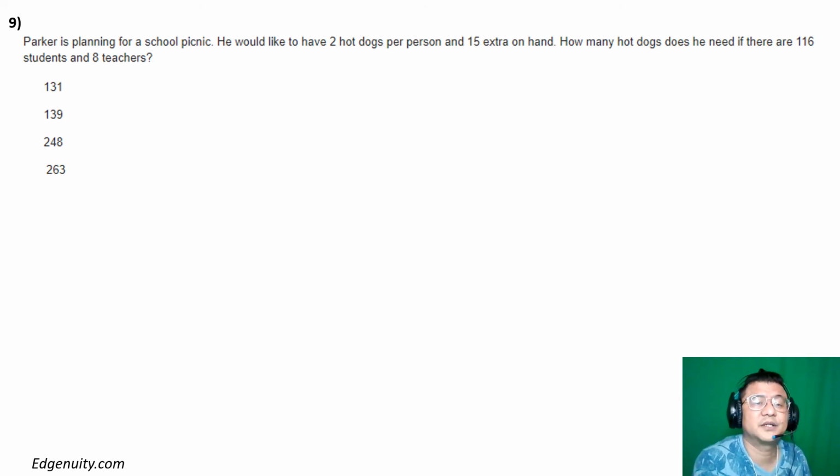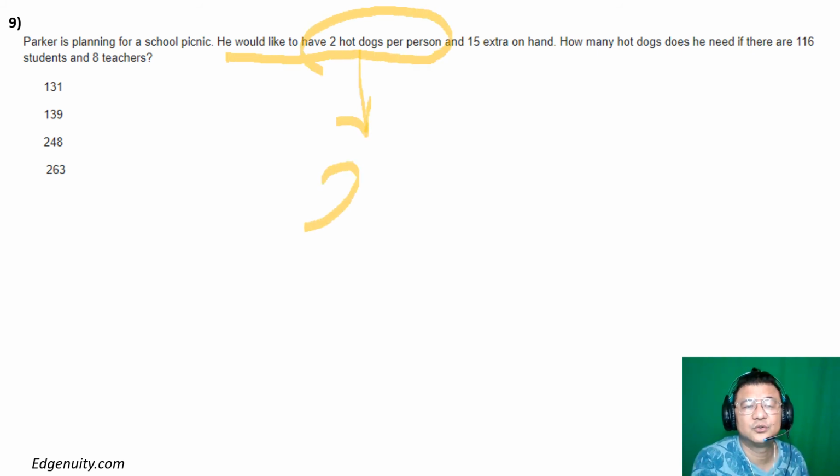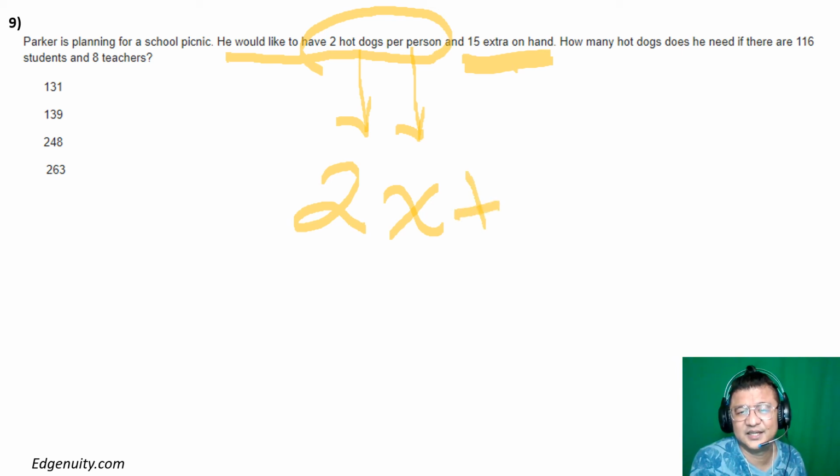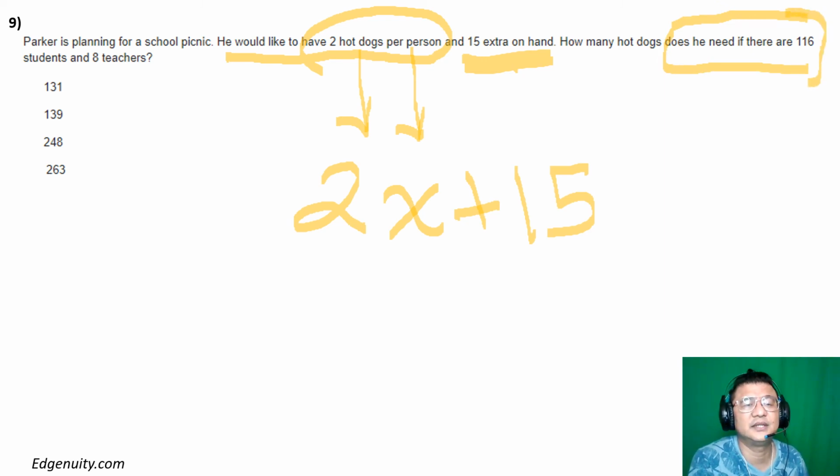You're right. Parker is planning for a school picnic. He would like to have 2 hot dogs per person. So 2 hot dogs per person. I don't know how many people that would be, so that person, I don't know. You're the x. And an extra 15. Extra, is it a plus or a minus? Plus, yes, 15. How many hot dogs does he need if there are 116 students and 8 teachers?